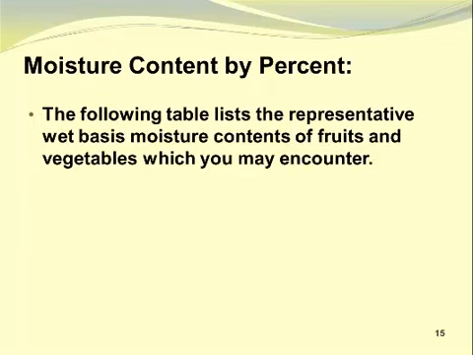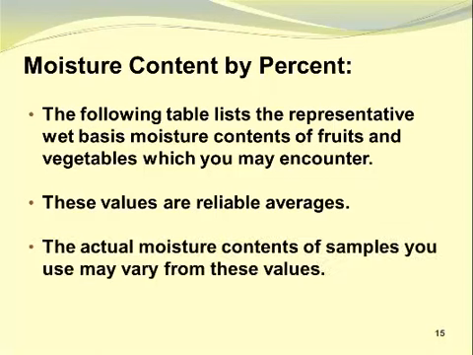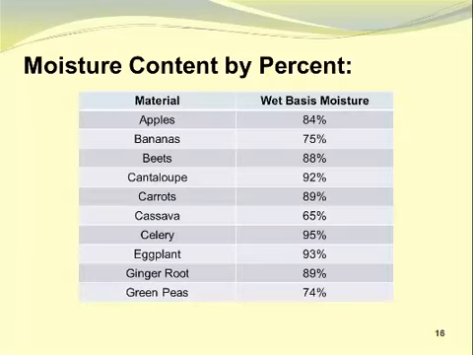The following table lists the representative weight basis moisture contents of fruits and vegetables which you may encounter. These values are reliable averages. The actual moisture contents of samples that you may use may vary from these values, and this can be due to differences in growing conditions from those used to calculate the representative averages, and you may also see season to season variations in moisture content as well. So don't be surprised if your values do not agree exactly with those in the following table.